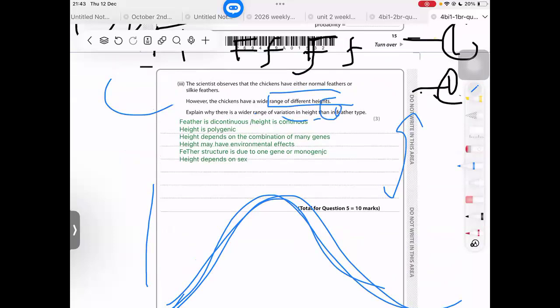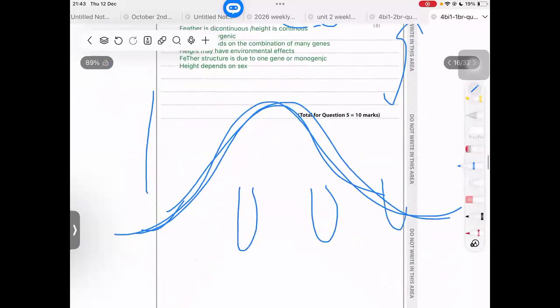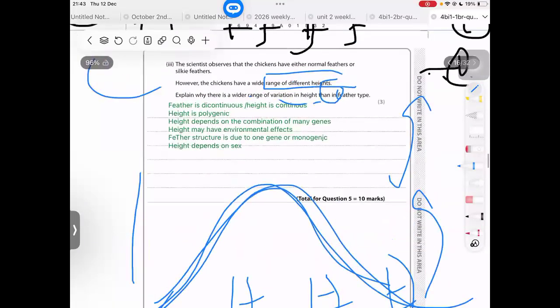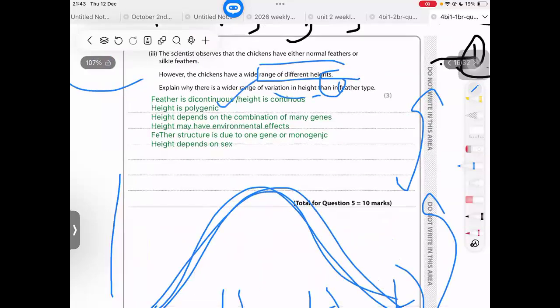Not just that, height depends on different genes. Different genes contribute to the height, right? That means in our chromosomes, there are several genes. All of them combine and contribute to our height, not just one particular gene. So height is polygenic. In other words, you can write height depends on combination of many genes, right? Polygenic means height depends on combination of many genes.